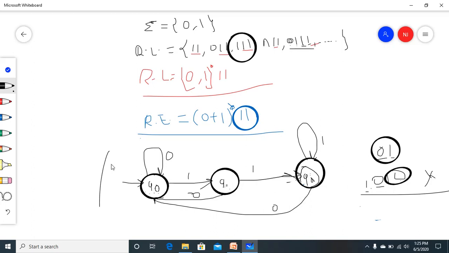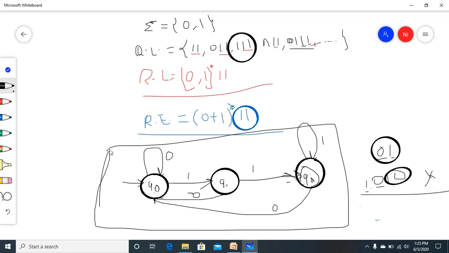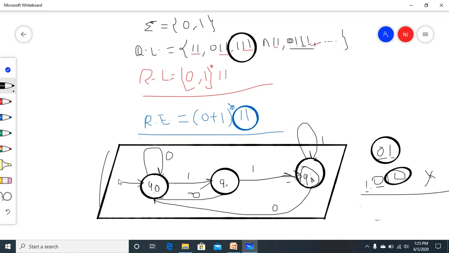This design only recognizes the strings which are ending with 1, 1. Getting that? So this is our transition diagram. What about the transition table now? The transition table has Q0, Q1 and QA as our states, and we input a 0 as well as a 1.